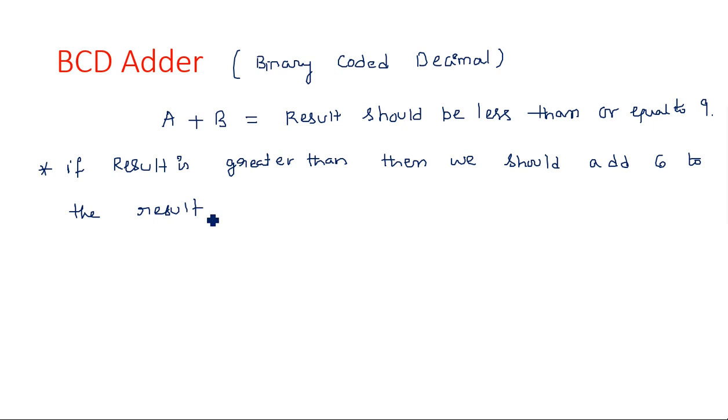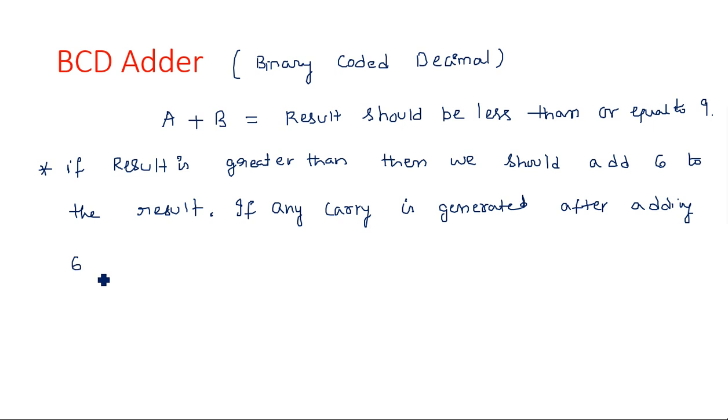Suppose what happens if the carry is generated after adding 6? That carry should be ignored. If any carry is generated after adding 6, then ignore it simply. This is the concept behind this BCD adder.